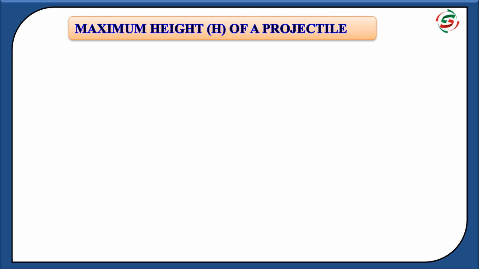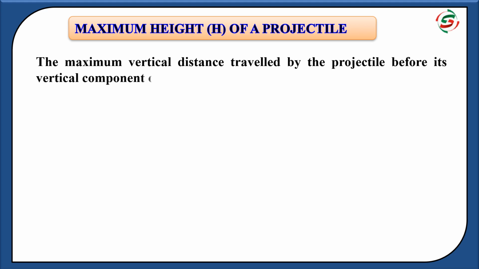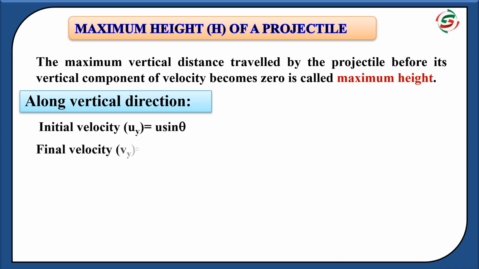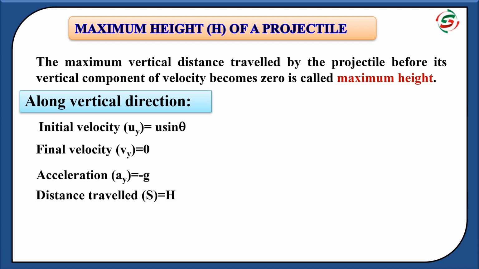Maximum height h of a projectile. The maximum vertical distance traveled by the projectile before its vertical component of velocity becomes zero is called maximum height. Along the vertical direction, initial velocity uy is equal to u sin theta. Final velocity vy is equal to zero because it has reached the maximum height. Acceleration ay is equal to minus g because it is ascending. Distance traveled s is equal to h.